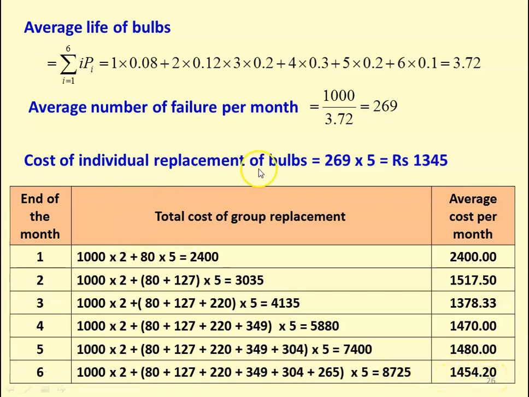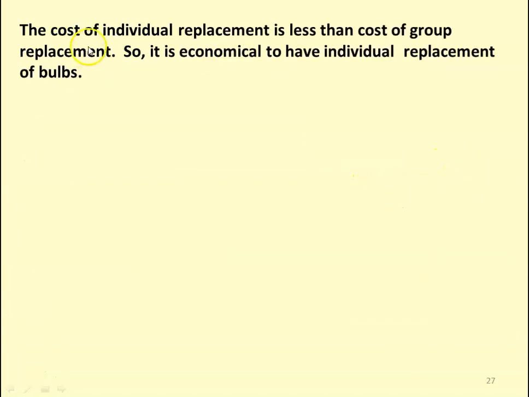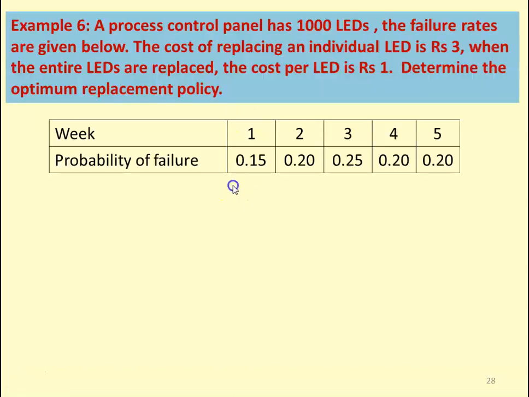Whereas the individual replacement of bulb is 1345. So the cost of individual replacement is less than the cost of group replacement. So it is economical to have individual replacement of the bulb. So we replace the bulb when it fails. So, predicting the time of failure, we replace the individual bulb. That is the answer to the problem.